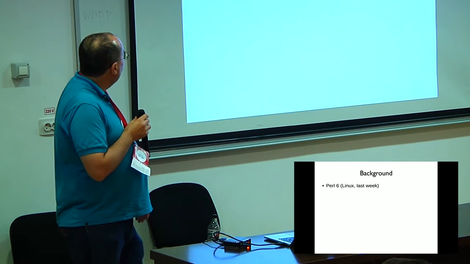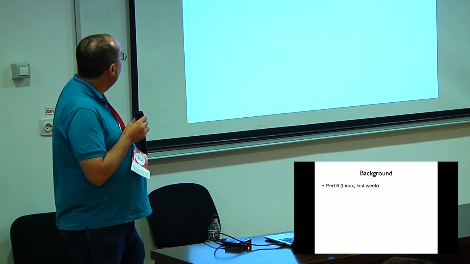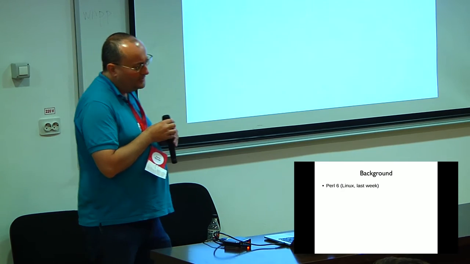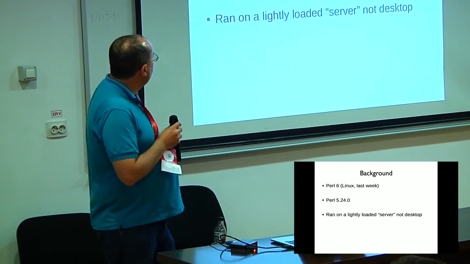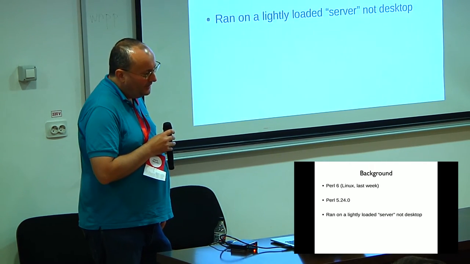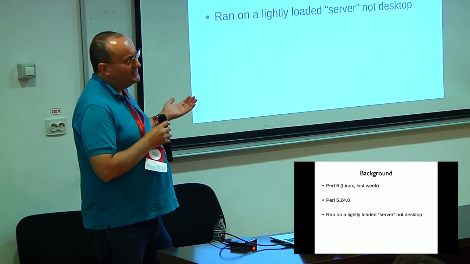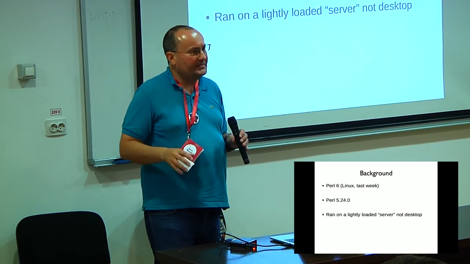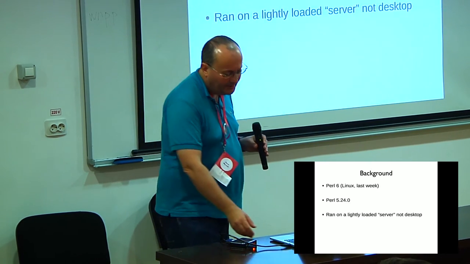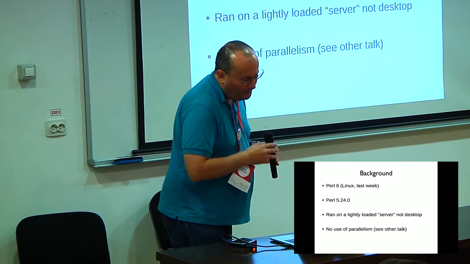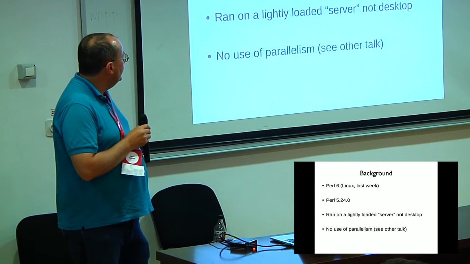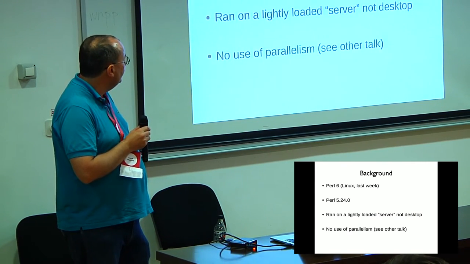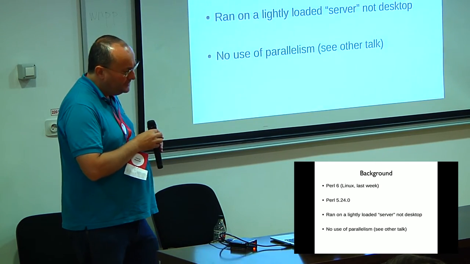So what am I actually comparing? I'm comparing Perl 6 as built on stable Debian as of last week. That's just before the August release of Perl 6, so it's probably fairly close to that version. And I'm comparing it with the last stable release of Perl 5. So I ran it on a lightly loaded server, in scare quotes. That's in fact a desktop, which is behind my sofa. But I wanted to use a server rather than a desktop, because on my desktop I'm running music programs and web browsers, and that wouldn't be a very good benchmark. I've not used any parallelism either. The obvious thing with Perl 6 would be to use the concurrency that's built in. I have done another talk on that, which hopefully will appear on YouTube soon.